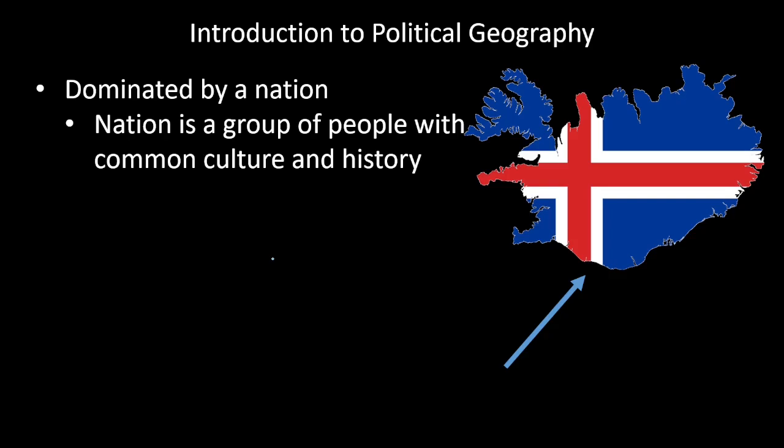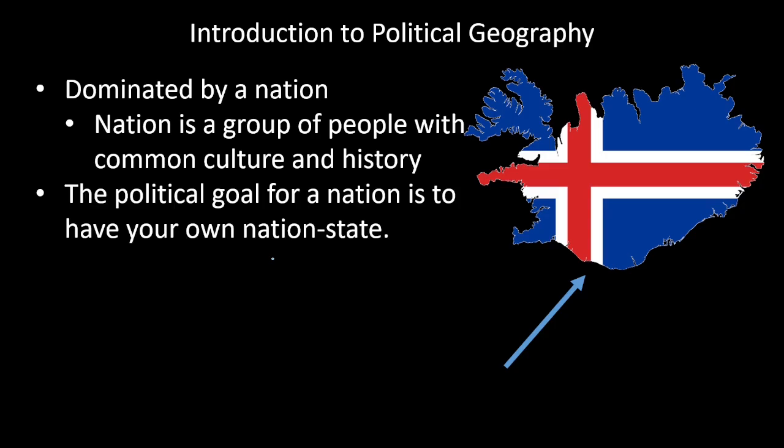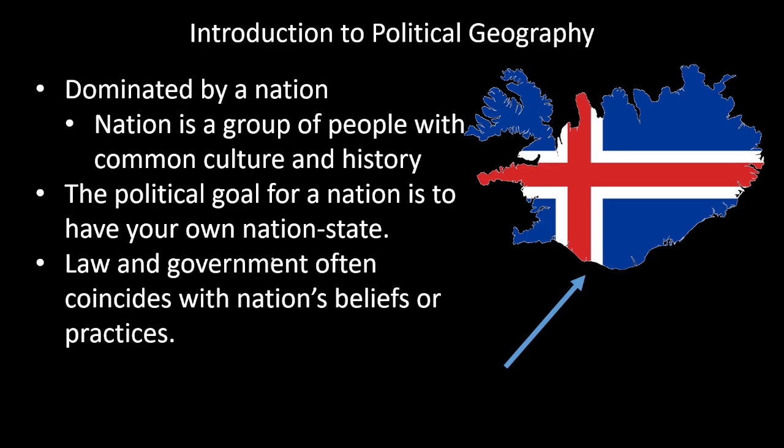People in America are American. That is their nation, because they have common culture, American culture, and history. They are living in America. America has the same history. Now, the political goal for a nation is to have your own nation state. Having your own nation state is the goal, because then you have autonomy over yourself. And having that autonomy means law and government often coincide with the beliefs and practices of that nation.